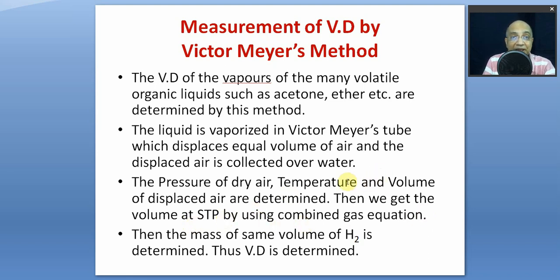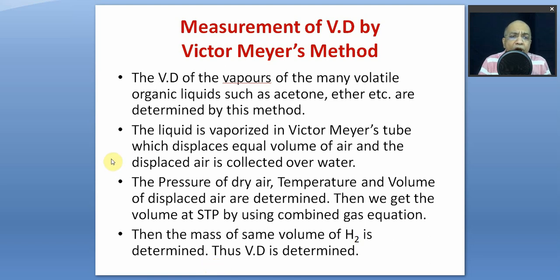Then we get the volume at STP by using the combined gas equation, converting the volume from the experimental conditions to STP conditions. We have a handy tool, P1 V1 by T1 is equal to P2 V2 by T2. Then once you get the mass, the mass of the same volume of hydrogen is determined, because you know Vd is equal to the mass of a certain gas or vapor by the mass of the same volume of hydrogen at identical temperature and pressure.